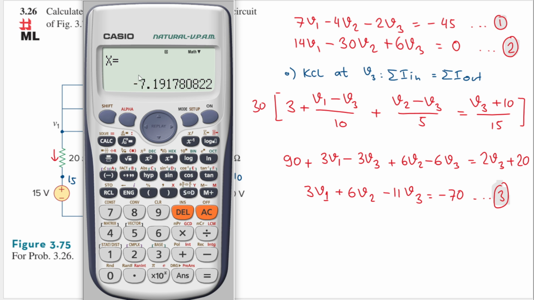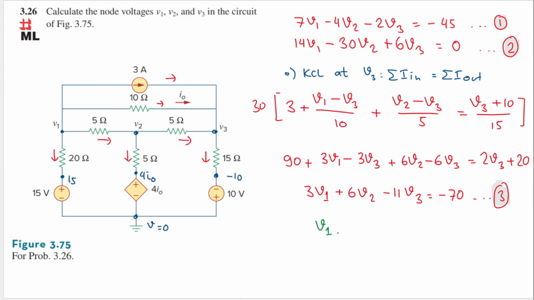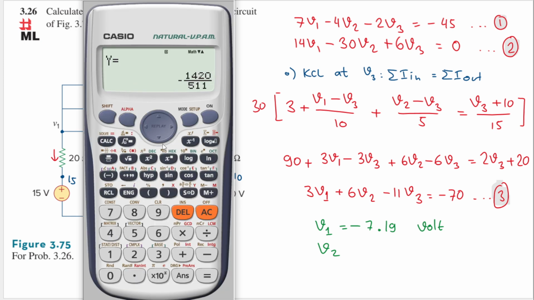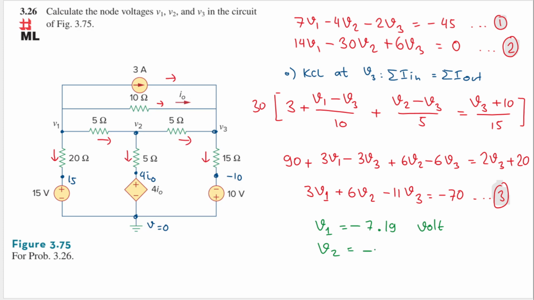Okay, so we will have X here, which is minus 7.19. So V1 is minus 7.19, and the unit is volt, I think. And then what is V2? V2 is the Y value. So I will have minus 2.78, and the unit is volt.